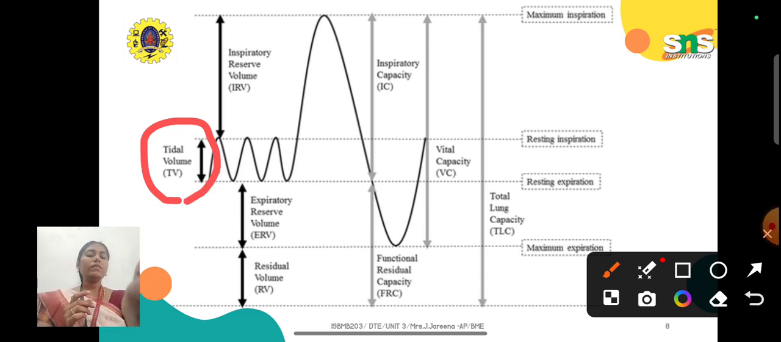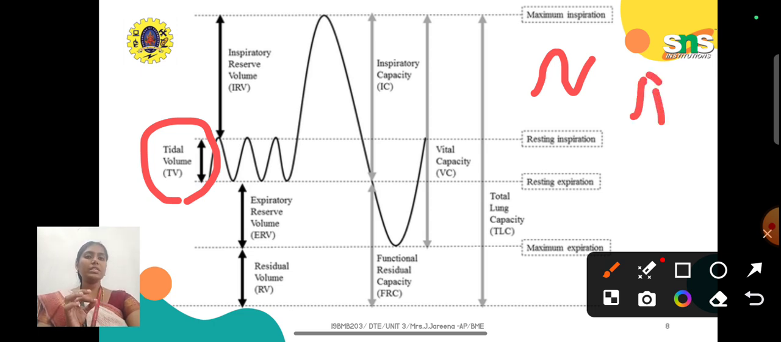Okay, so if you see, the first one is the tidal volume. In this graph the waveform is like a sine wave, up and down. The upward waveform represents inspiration, and the downward waveform represents expiration. This is the normal breathing process, when you are breathing normally at a resting state, following inspiration and expiration, inspiration, expiration. That is the waveform we have represented here. The tidal volume is nothing but the amount of air which is inspired and expired during normal breathing.